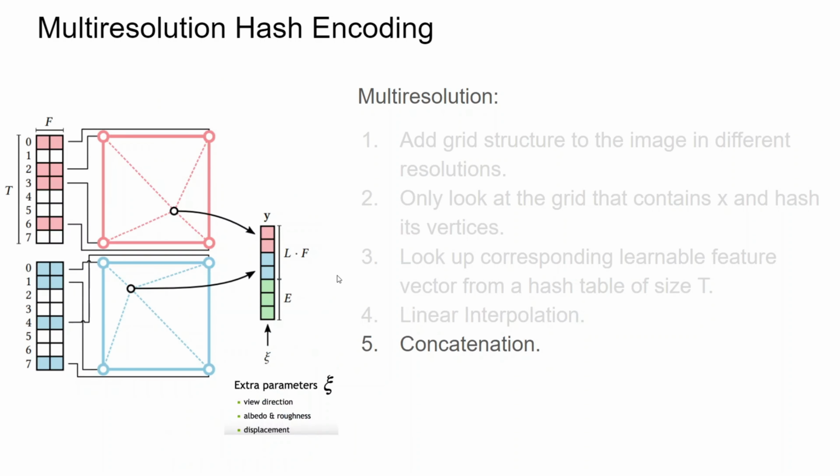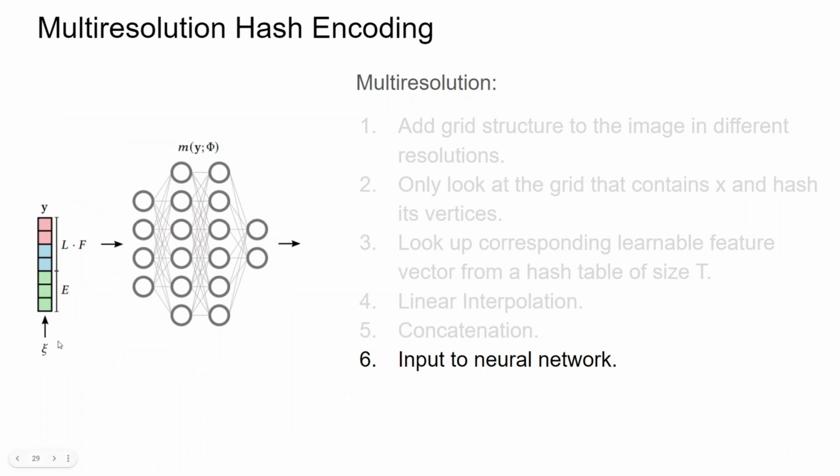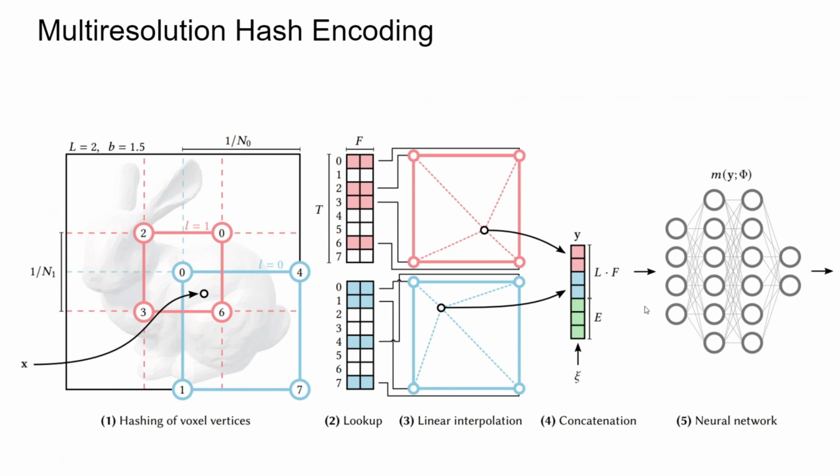And then the final step is to concatenate all the features of input x at different resolutions, and also concatenate the extra parameters here. And finally, we're ready to pass in this vector to the neural network.